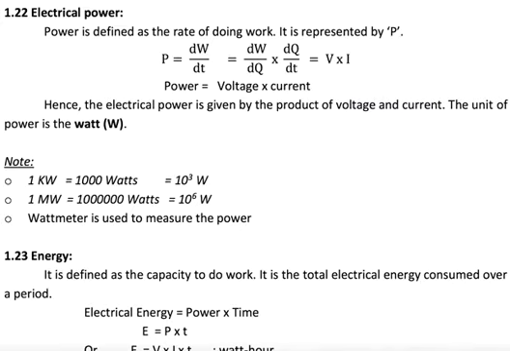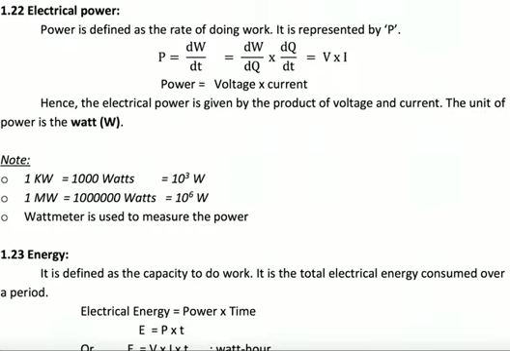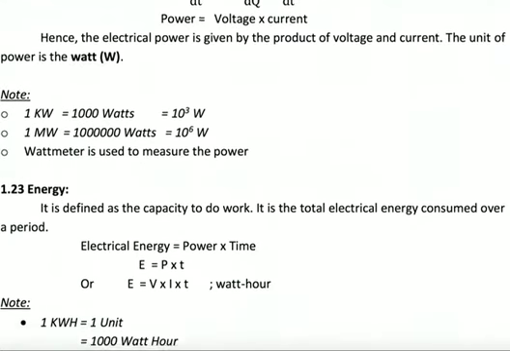The unit of power is watt. So 1 kilowatt equals 1000 watts or 10 to the power 3 watts. 1 megawatt is 10 to the power 6 watts, or 10 lakh watts. A watt meter is used to measure the power. The instrument which is used to measure the power is the watt meter.